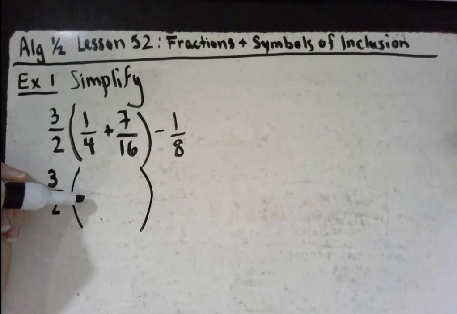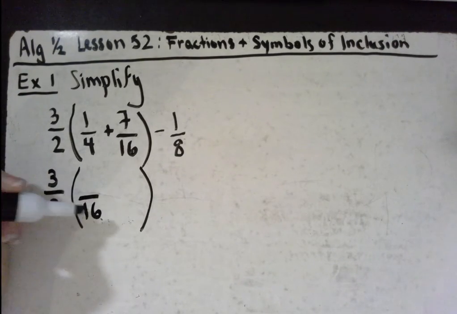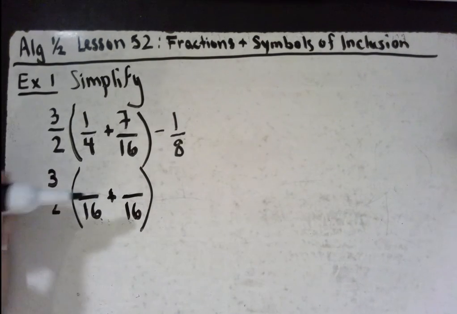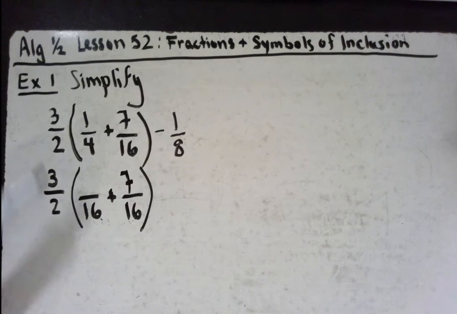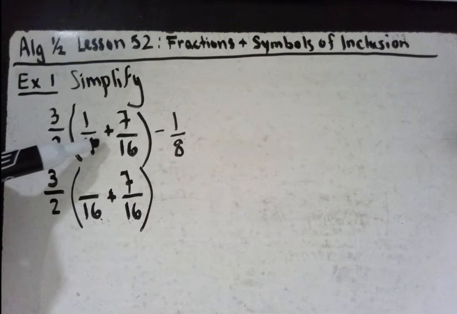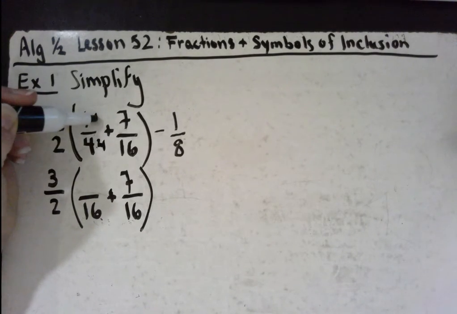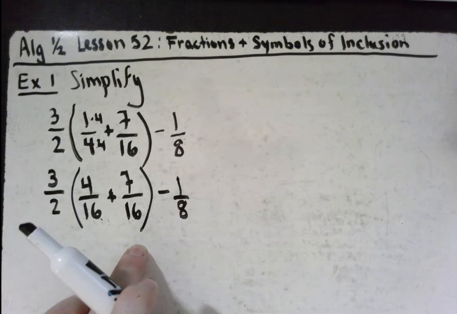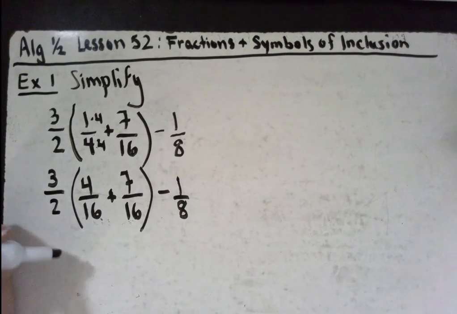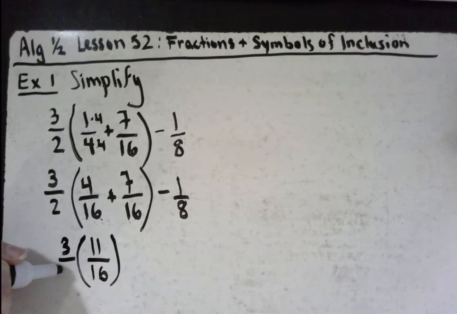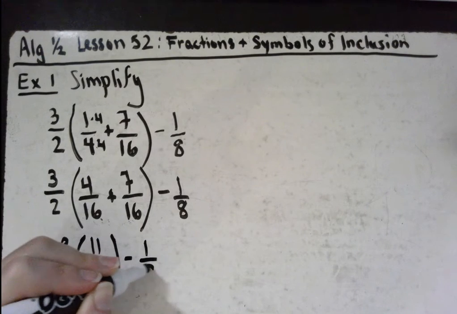And before I can do that, I need a common denominator, which would be 16 in this case, because that's the least common multiple of 4 and 16. So I don't need to change 7/16, but I do need to change the numerator for the second one. And since I had to multiply 4 times 4, I also have to multiply 1 times 4. So I would get 4/16. Now I can go ahead and add these two fractions. 4 plus 7 is 11. So I have 11/16 in parentheses, 3/2 outside, and then minus 1/8.